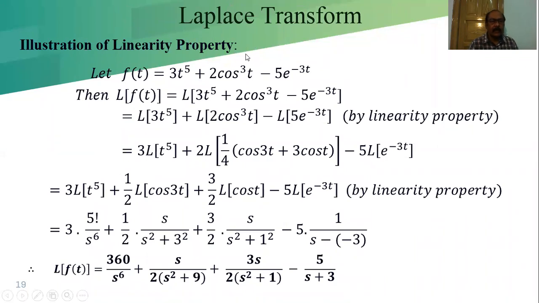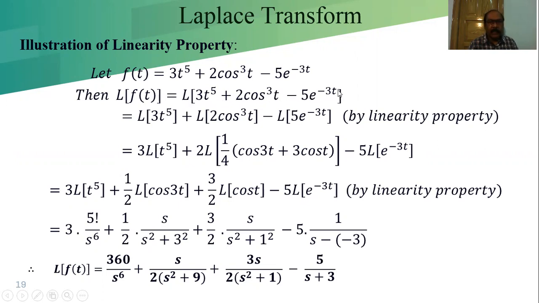Illustration of the linearity property. First we learned the linearity property. Now I consider an example for the illustration. Let f(t) equal 3 t to the power 5 plus 2 cos cube t minus 5 e to the power minus 3t. Then the Laplace transformation of f(t) is equal to the Laplace transformation of the total function 3 t to the power 5 plus 2 cos cube t minus 5 e to the power minus 3t.